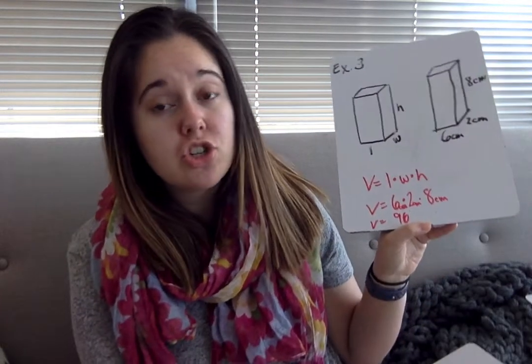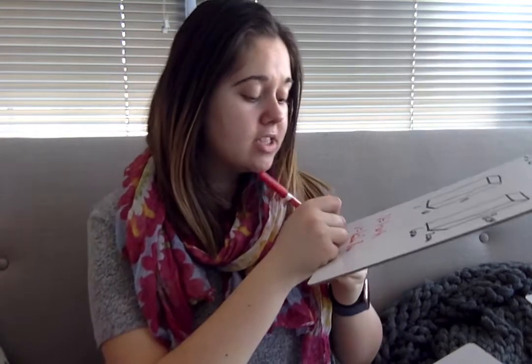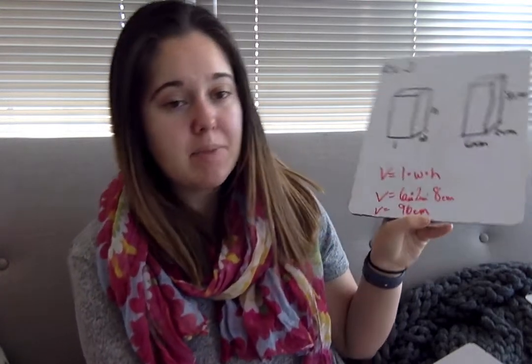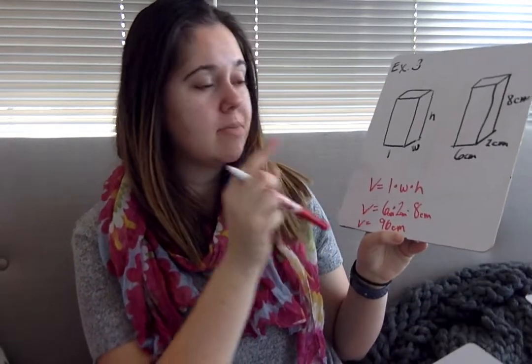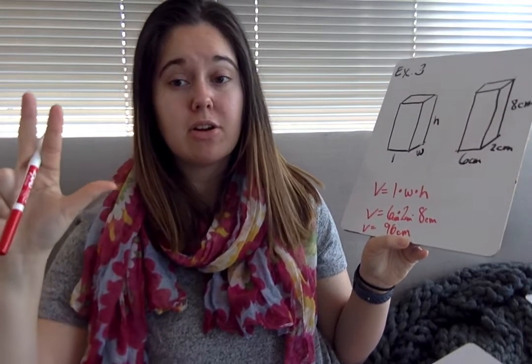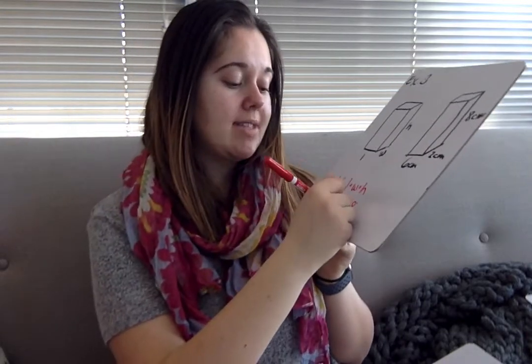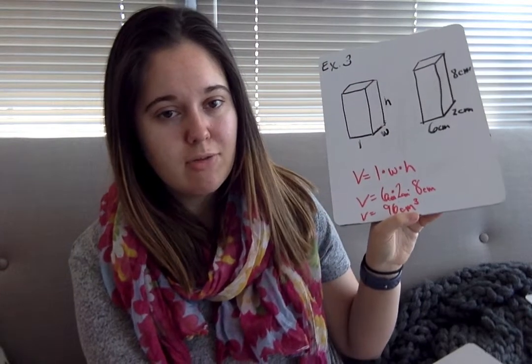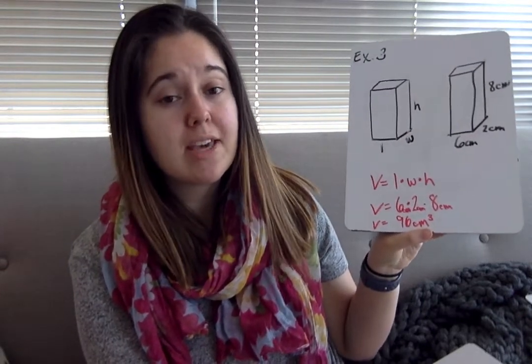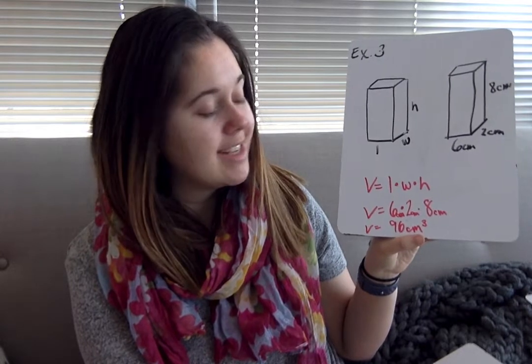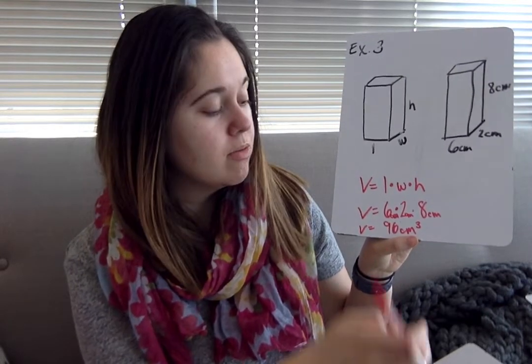So 6 times 2 times 8, I don't have memorized. But I do have the answer already. And that's 96. But it's not just 96. And it's not even just 96 centimeters. It's not 96 centimeters squared because we have centimeter times centimeter times centimeter. Centimeters multiplying by itself 3 times, so it has that exponent of 3. We call that centimeters cubed. 96 centimeters cubed is our answer.